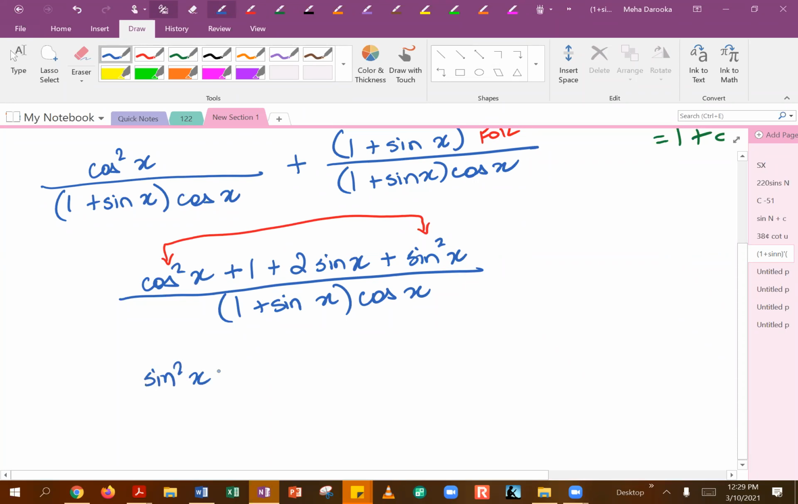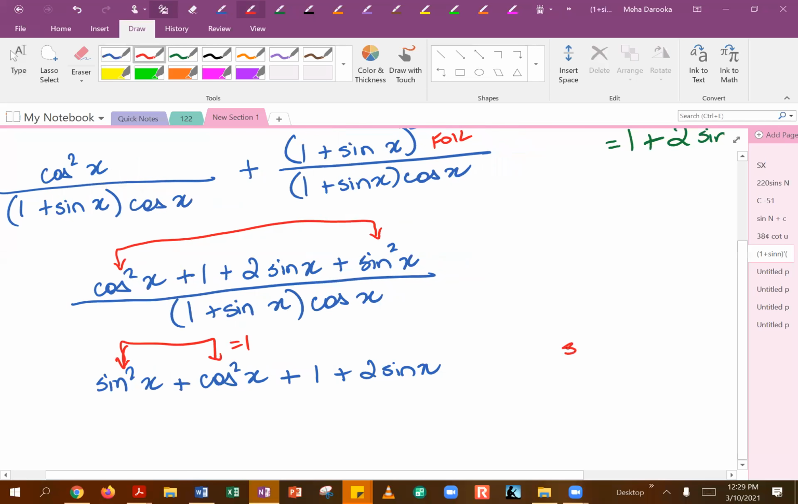You can have sine square of x being added with cosine square of x plus the 1 plus the 2 sine of x, because this is addition. You can rearrange the order of your terms, and then we know sine square plus cosine square is going to be equal to 1 from this Pythagorean identity, and that will actually help you simplify this.